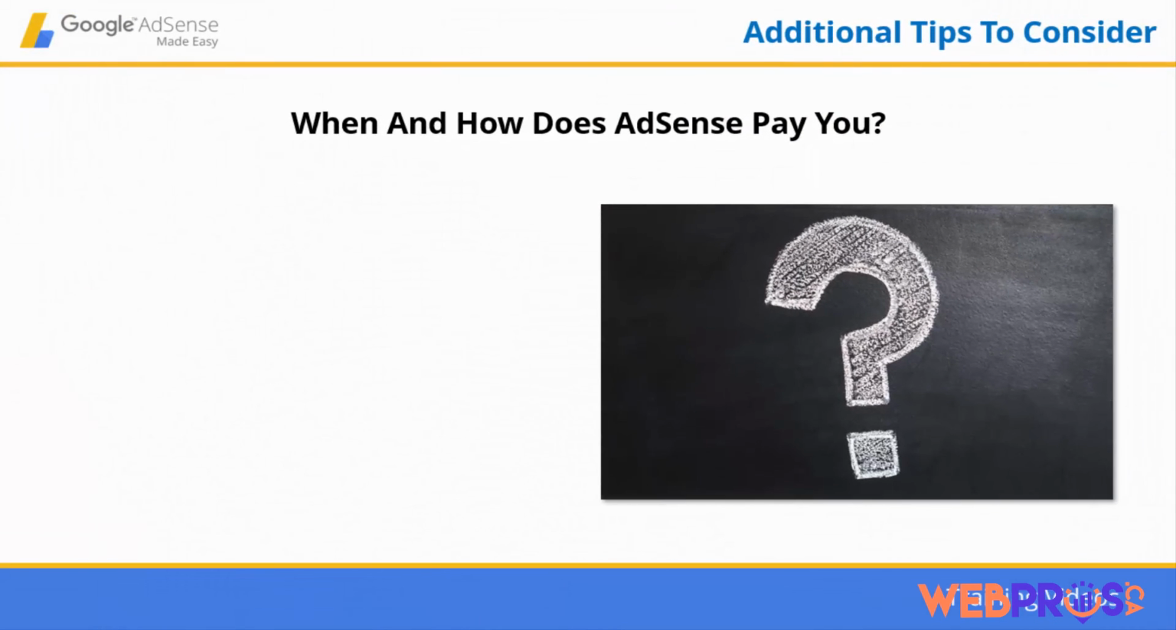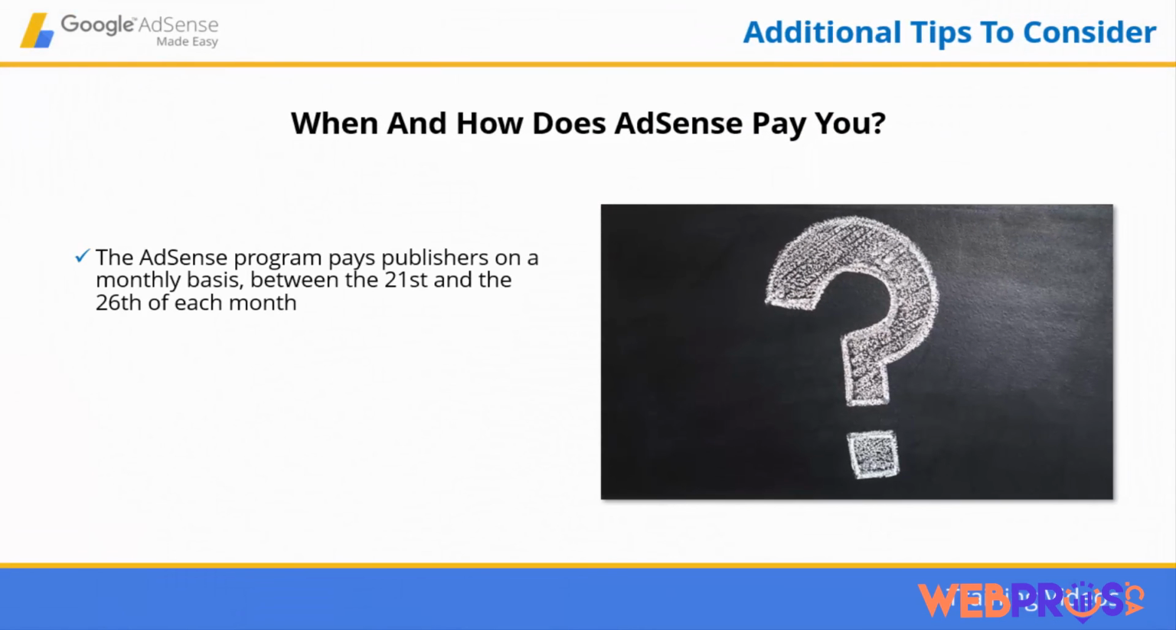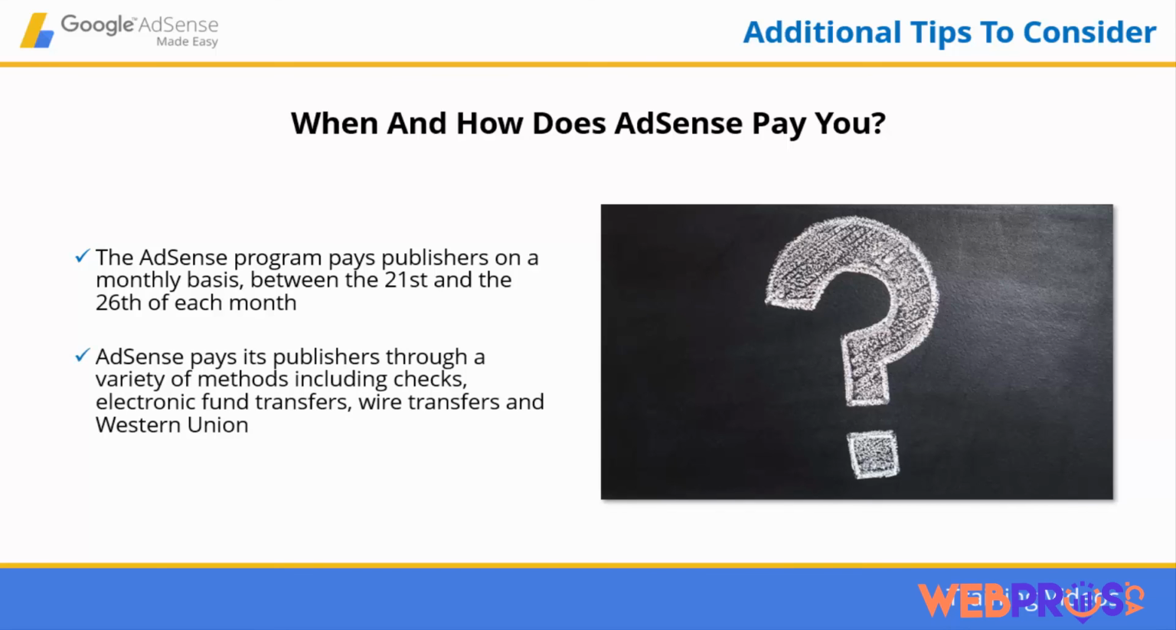When and how does Adsense pay you? The Adsense program pays publishers on a monthly basis, between the 21st and the 26th of each month, as long as they reach the monthly payment threshold of $100 or its equivalent in local currency if you are outside the U.S. Adsense pays its publishers through a variety of methods including checks, electronic fund transfers, wire transfers, and Western Union.